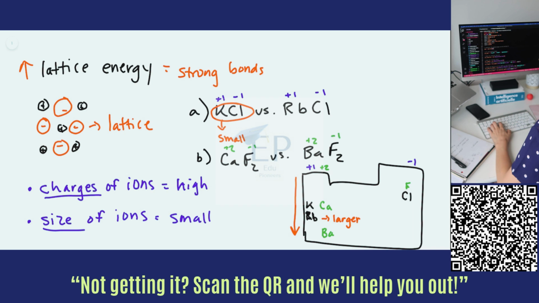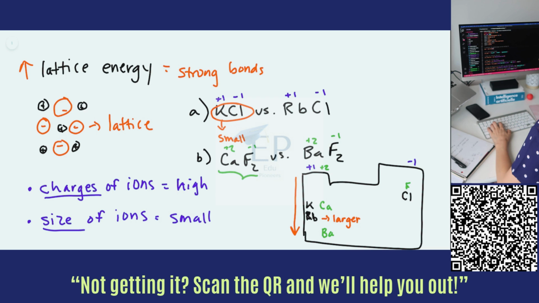So if the charges are the same, then we need to go ahead and look at the size of the ions. So just like before, since barium is further down on the periodic table, it will be larger, meaning it will have less attractions than the calcium fluoride. Better attractions, stronger bonds, greater lattice energy.